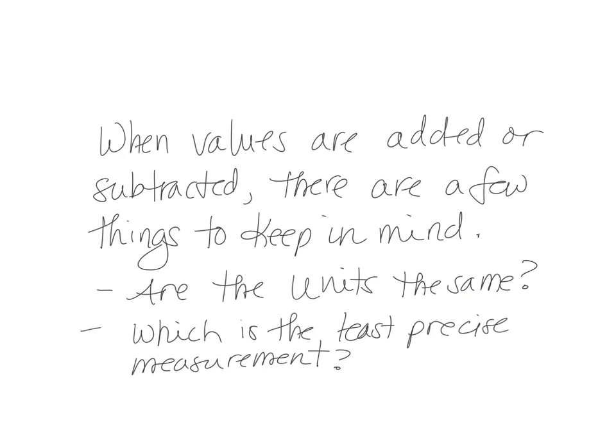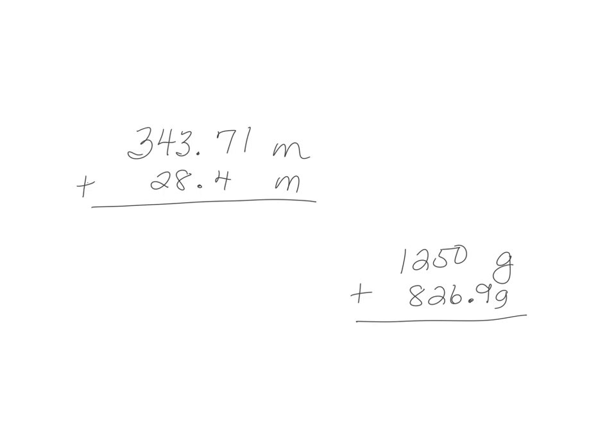The other thing that you need to be aware of or figure out is which is the least precise of the measurements given. So that's where your overline bar comes in, and identifying your total number of significant digits comes in. So we're going to start with two simple addition problems. The first one is 343.71 meters plus 28.4 meters. So check number one is that they are both the same unit, and they are. So we don't need to worry about that piece of it.